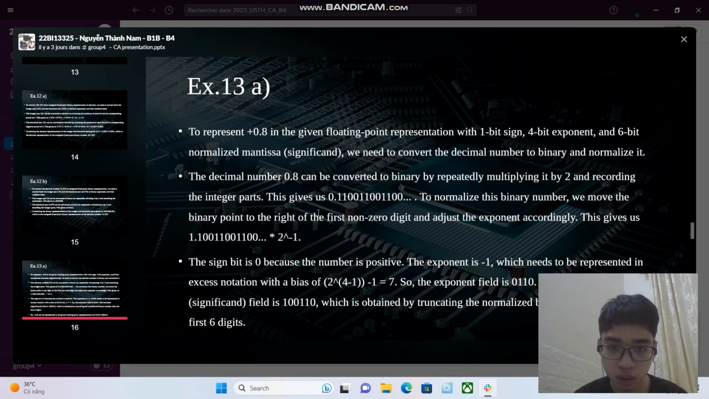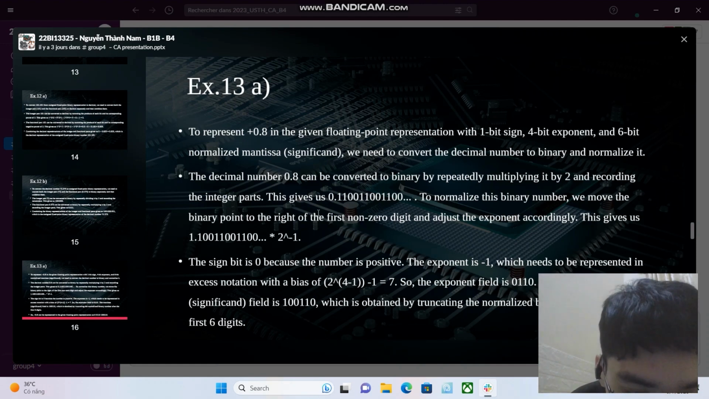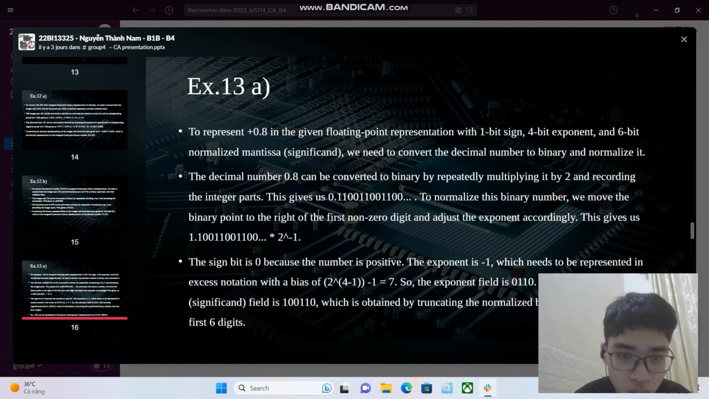This gives us 0.110011001100, and so on. To normalize the binary number, we move the binary point to the right of the first non-zero digit and adjust the exponent accordingly. It gives us 1.10011001100 times 2 to the power negative 1.